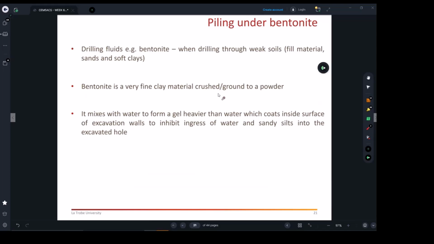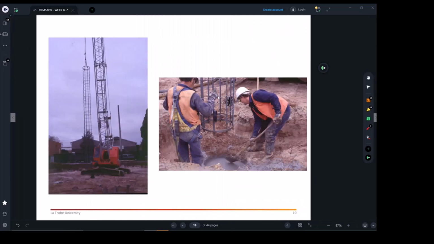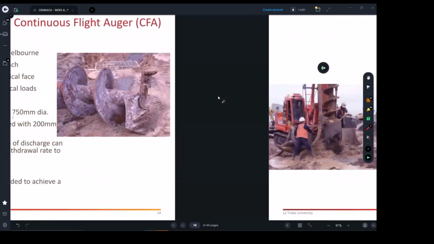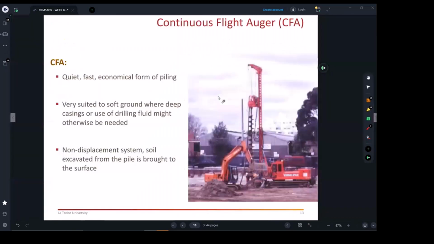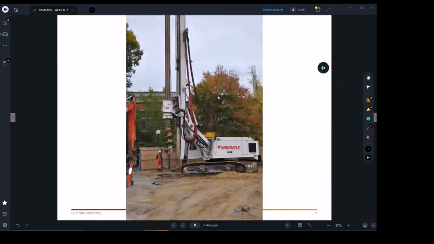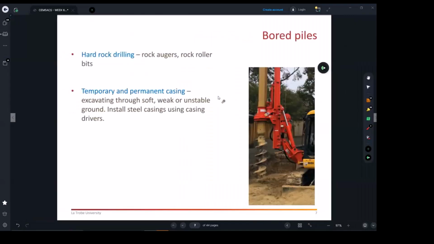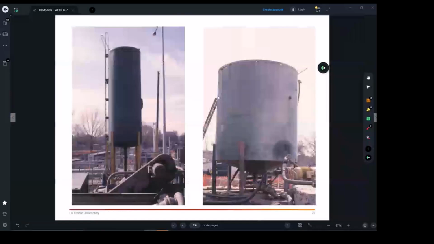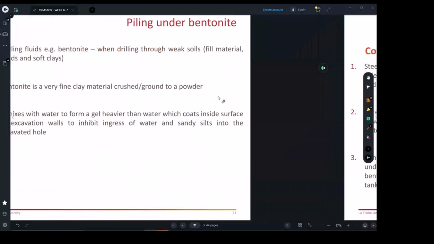All right, so that was to do with the CFA. Do you have any questions about the CFA construction method, or any questions about the driven piles or the bored piles? So far, I've covered three key things.